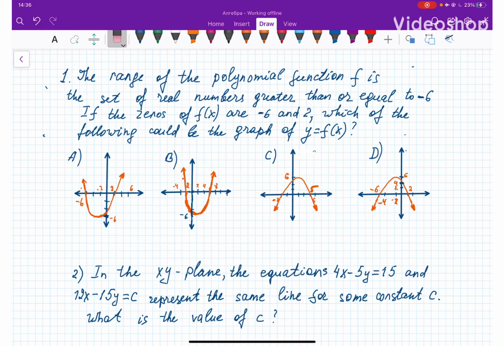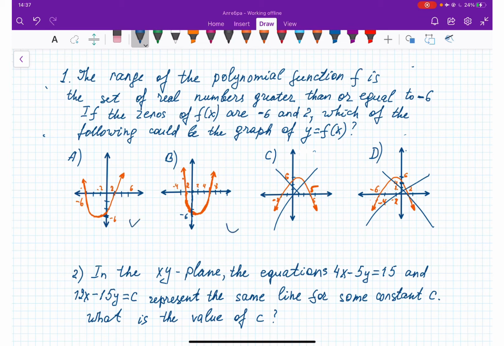All right, so let's look at the solution for the test 4 questions. Question number 1. The range of the polynomial function f is the set of real numbers greater than or equal to negative 6. Okay, greater than or equal, which means it's going to grow up from negative 6 to higher. So we have from negative 6 going up, it's this one or this one, right?